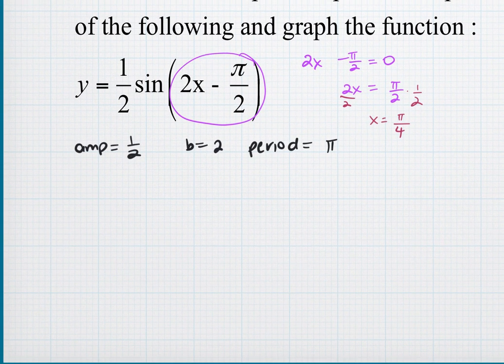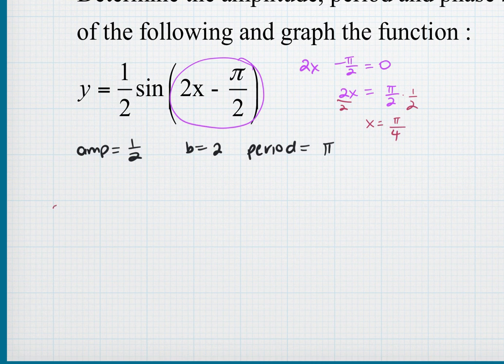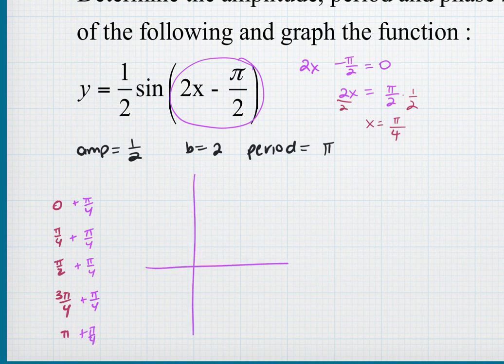So all my key points, which would be at 0, at pi over 4, at pi over 2, at 3 pi over 4, and at pi, would now get added pi over 4. And then my graph would start at pi over 4, and it would end at 5 pi over 4 with an amplitude of 1/2. So again, I won't go all the way through, but you kind of get the point.